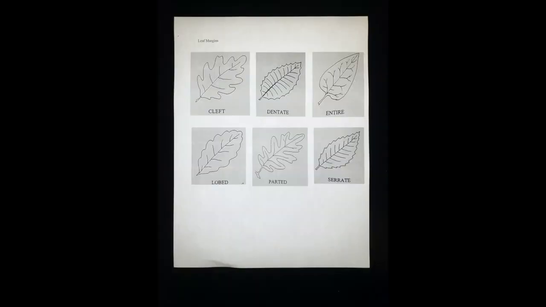The next step is to identify the margin. These 6 margins are the most common, but there is plenty more than what is listed here. The thing with margins is that there can be more than one, and so we're going to try to identify which one our oak leaf hydrangea has.